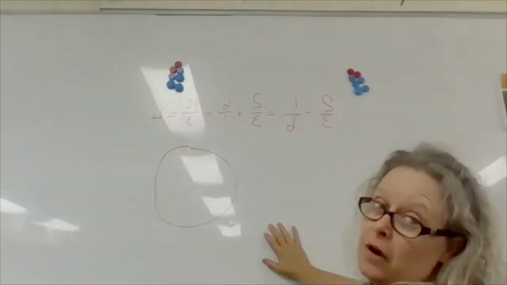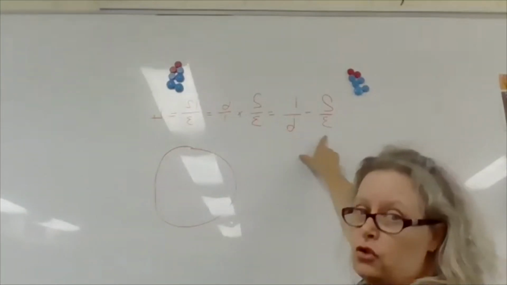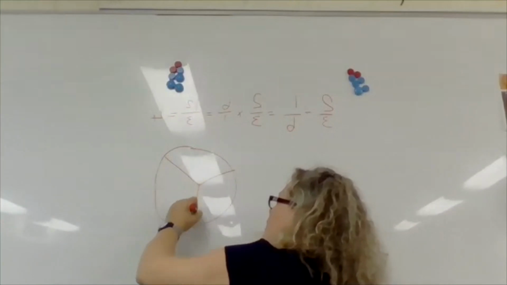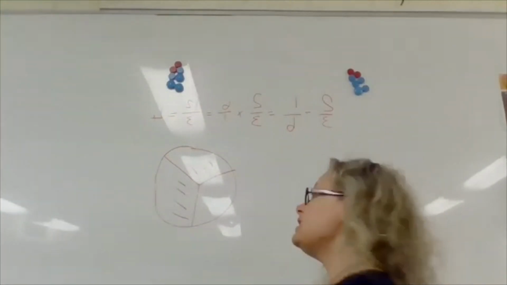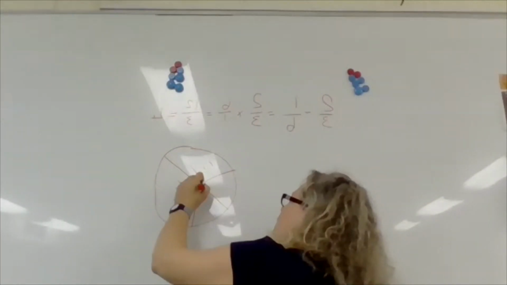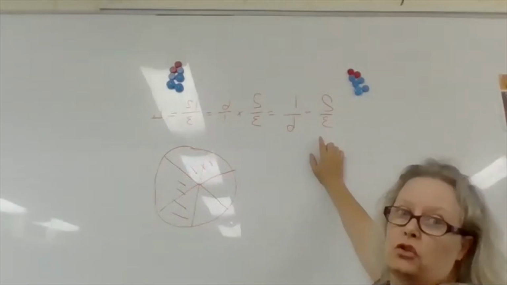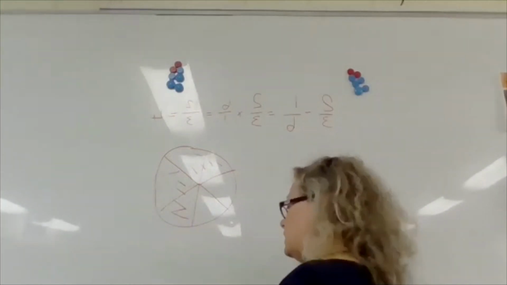2/3 divided by 1/6 says, how many 1/6 in 2/3? So let's get 2/3. Now let's divide this circle up into sixths and ask ourselves how many sixths are there in 2/3? And there are 1, 2, 3, 4 sixths in 2/3.